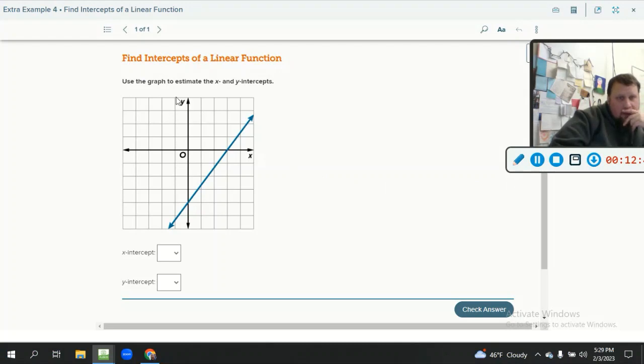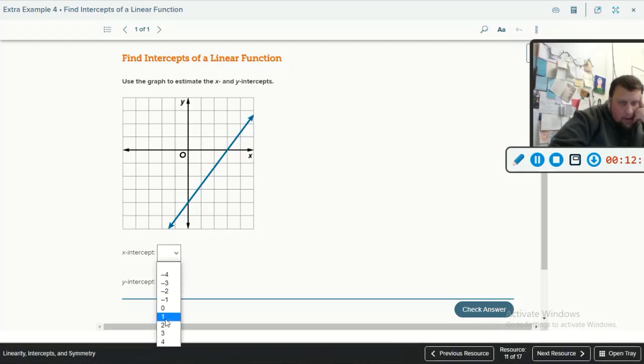All right, use the graph to estimate the x and y-intercept. Well, I see down here, the x-intercept's at 1, 2, 3, so that's 3, 0. Or they just want us to say the number. And our y-intercept's at -1, 2, 3, 4. So -4. Let's check it. Look at that.